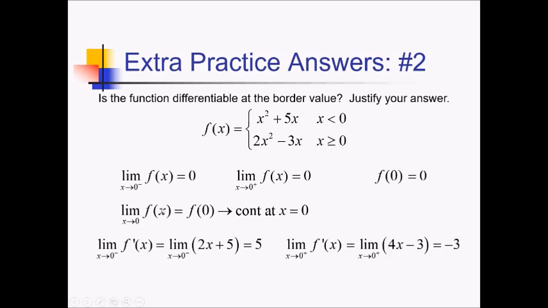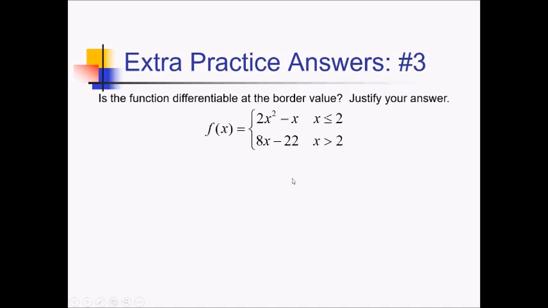We see that the left and right side limits of f prime do not match up. Therefore, our function is not differentiable at x equals 0. For this one, we want to see if our function is differentiable at the border value x equals 2. Let's start by checking the limit and the function value for continuity. So left side limit at 2, that's going to be using this less than 2 rule. So plugging 2 in here, we have 2 times 2 squared, so 2 times 4, which is 8. Minus 2 gives us 6.